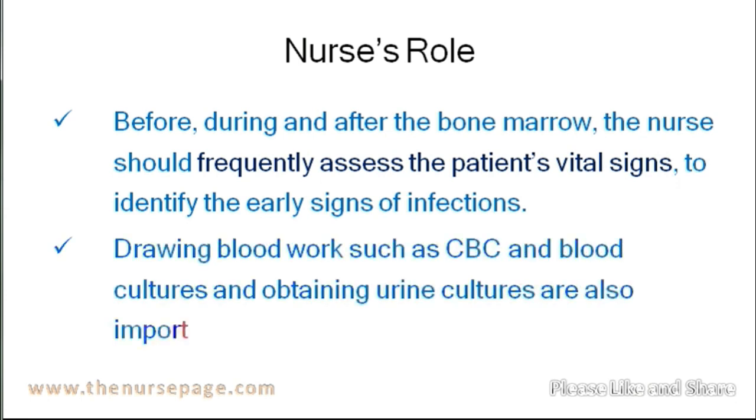Next thing is drawing blood work, such as CBC and blood cultures, and obtaining urine cultures are also important. Blood testing and culture are an important role of the nurse, because CBC will give an idea of whether the transplanted bone marrow has started working or not, and urine and blood culture will give any signs of sepsis or urinary tract infection.